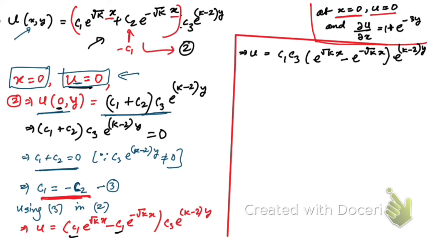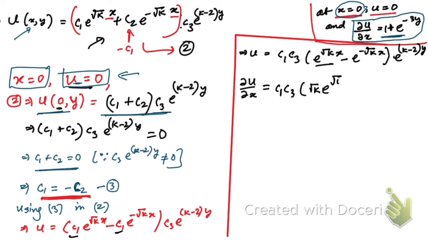Now again you see, for the value of x we also have one more condition, that is the partial derivative of u with respect to small x is equal to 1 plus e to the power minus thrice y. So let us differentiate this. If you differentiate it partially, del u by del x, then you're going to have c1 c3, then if you differentiate this, it will be root k e to the power root k x, and here this is minus root k, so minus minus plus root k e to the power minus root k x.